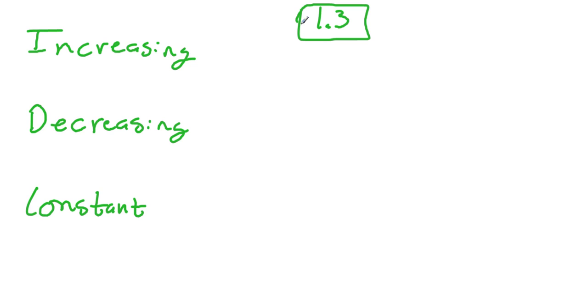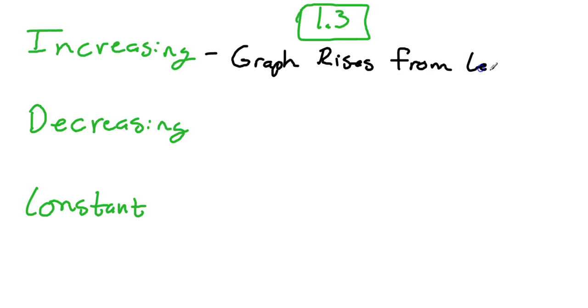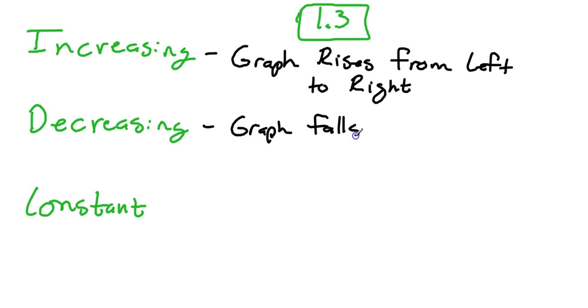Basically, when you get to this part of it, if it's increasing, the graph is going to rise from the left to the right. If it's decreasing, the graph falls from the left to the right. And if it's constant, well, there's no fall. It doesn't increase, it doesn't decrease. It's basically just a horizontal line.